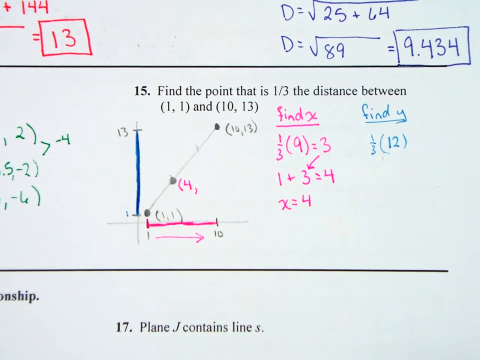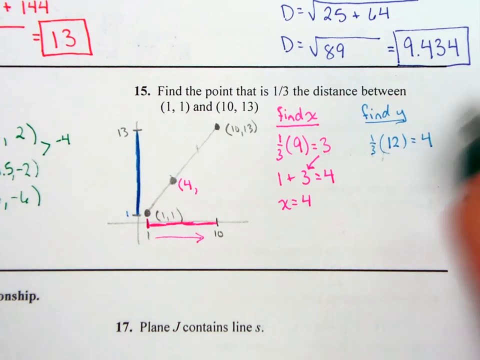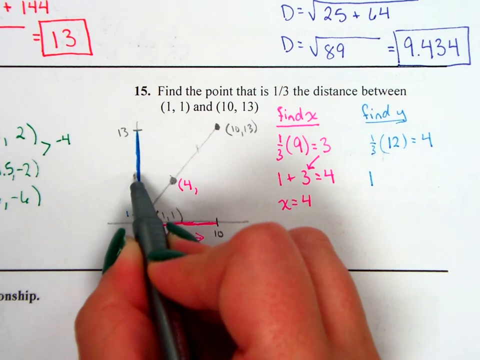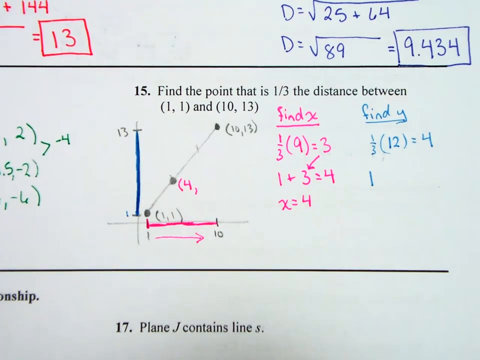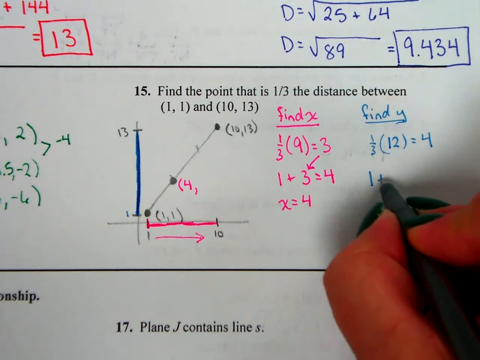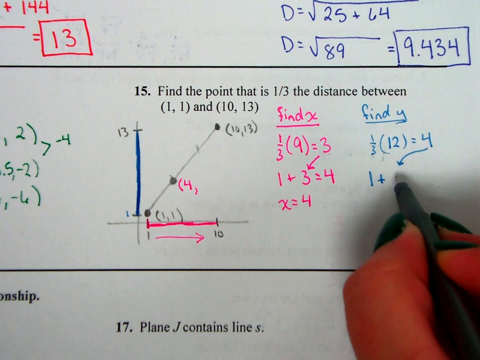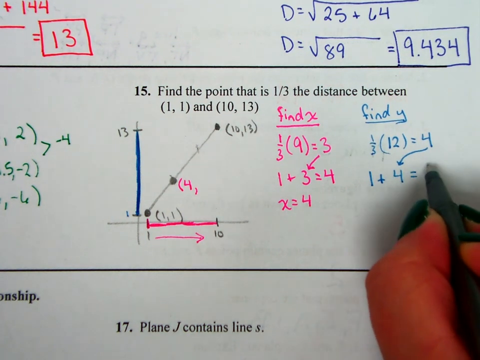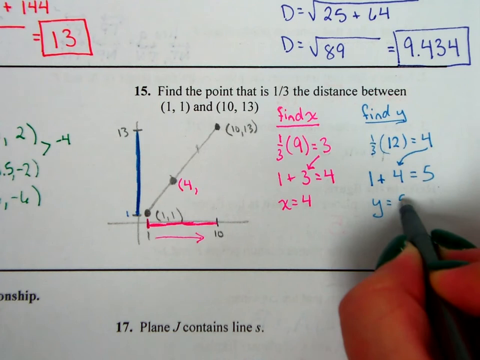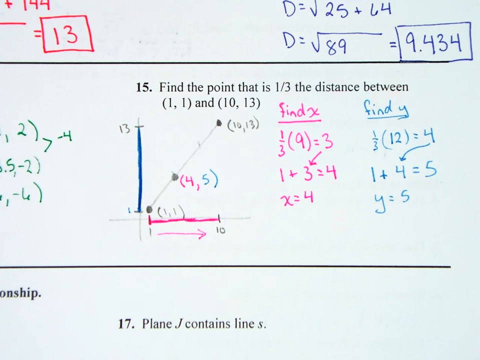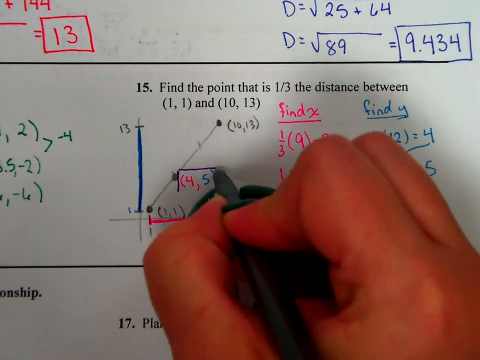I only want to go 1/3 of that. 4. I'm starting down here at 1. I'm going up, so is that increasing or decreasing to 13? It's what? Increasing. I'm increasing by how much? By how much? 4. 1 plus 4 is? So y equals 5. So the point that I'm trying to find is the point (4, 5).